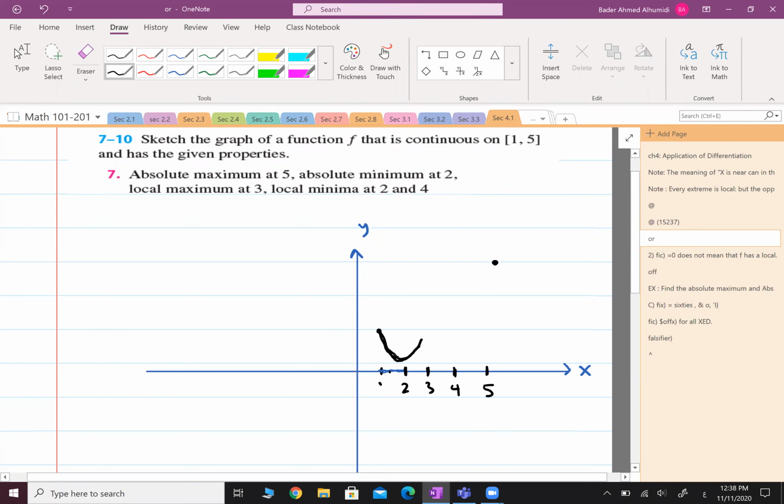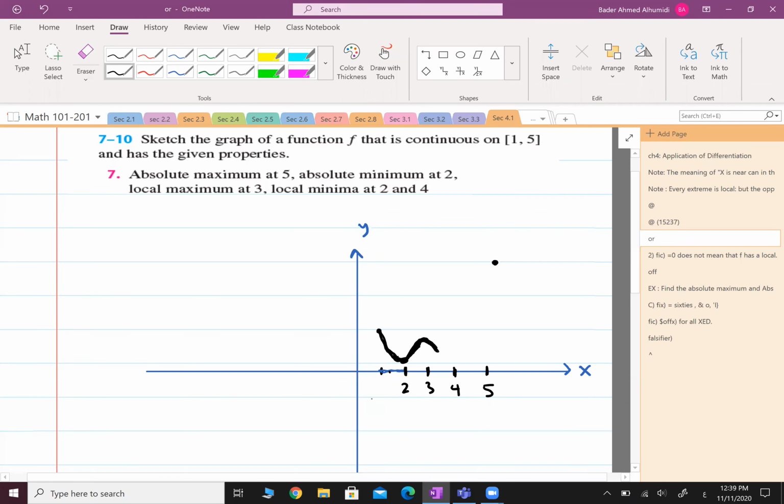At 2, we have what? Did he say at 2 we have local minimum? He said absolute minimum at 2, not local. So we need to be careful. This point must be the lowest point in the graph. We do not need to exceed it downwards. Then what happened at 3? He said local maximum at 3. So we must come like this and turn out like this, right? But we should be careful. We do not need to go beyond the point we chose for the 2 because the 2 is the absolute minimum. Done, now we have satisfied two conditions.